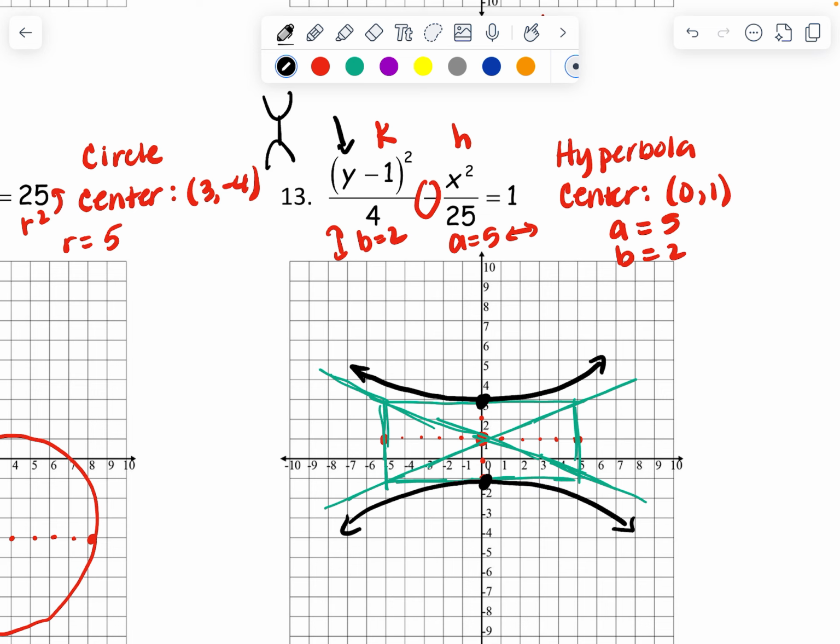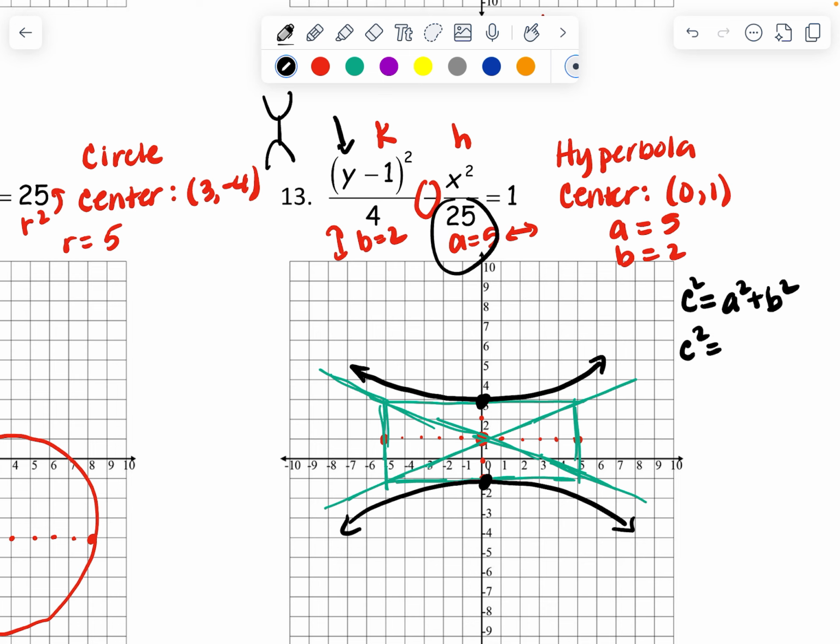Okay, now one more thing. We need to find the focus. So the way to find the focus, we need that c value. So c squared equals a squared plus b squared. It's just the Pythagorean theorem for the hyperbola. So plugging this in, we're going to get c squared equals.